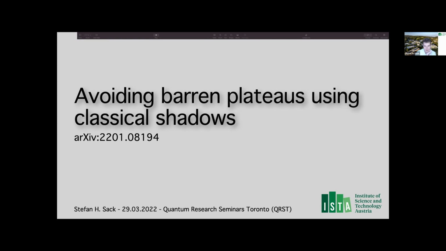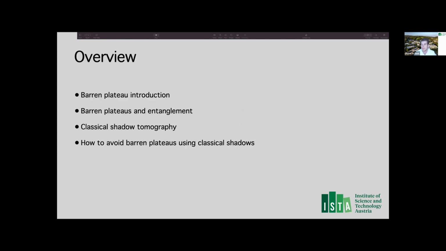using classical shadows. So let's start off with a general overview of what I would like to talk about. First, I want to give a brief introduction to what actually are Barren Plateaus, when do they occur, and a bit of background of the research that has been done. Then I will tell you about the connection between Barren Plateaus and entanglement. And this will then lead to a brief overview of classical shadow tomography. And then as a last point, I will combine all of these ideas together and I will show you how to generally avoid Barren Plateaus using classical shadows.